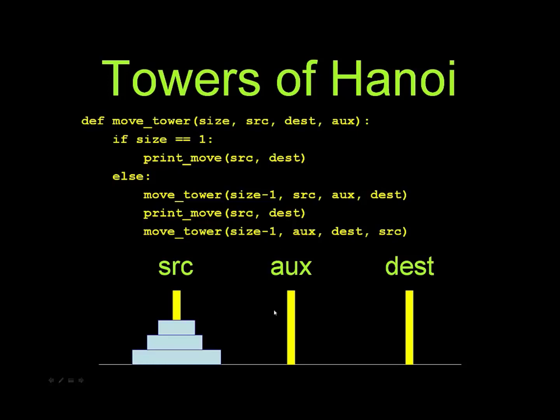Then this gives you n-1 sticks here. Then you have 1 big disk on the left side. You move the big disk over to the last stick. And then after that, you move the tower, the aux, to the dest. The altogether size -1 disks over here now. You move them over to the dest, and this finishes the problem.